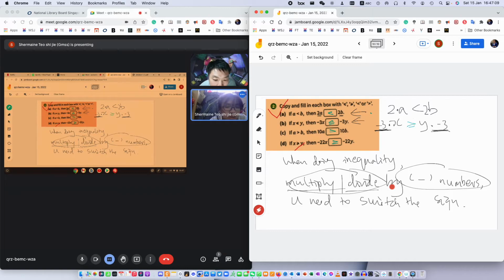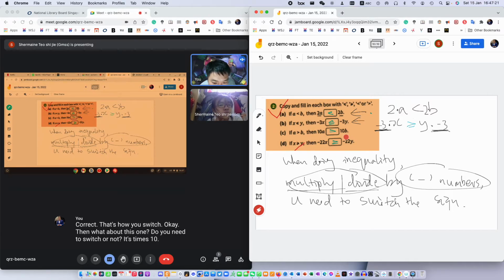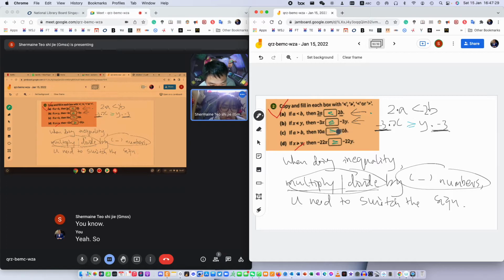Correct. That's how you switch. Okay? Then what about this one? Do you need to switch or not? This one is times 10. Multiply by positive 10. Switch or no switch? No. Yeah. So this is wrong, this is correct, this is correct.